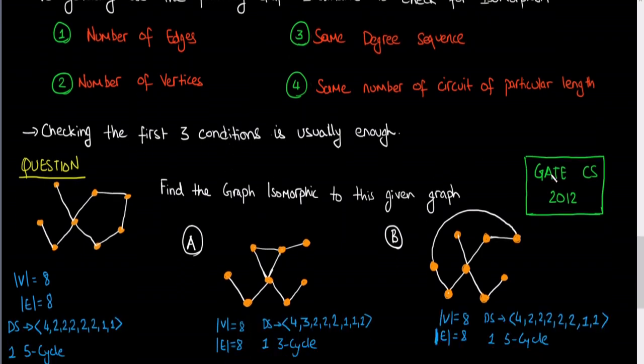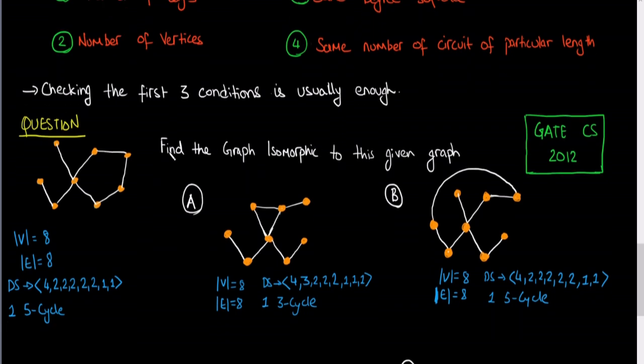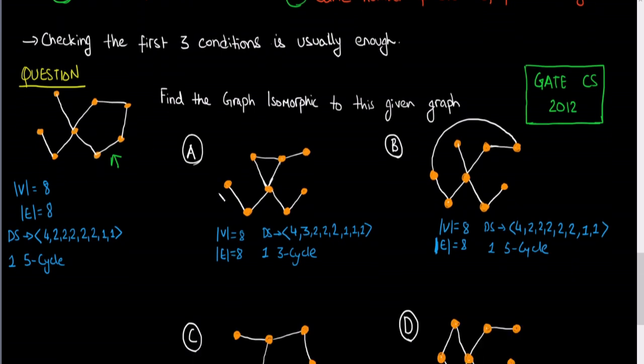This is a GATE computer science question asked in 2012. The question is like this: you've got your graph here, this is your original graph, and it says find the graph isomorphic to the given graph. So this is your given graph, and you've got your 4 options as A, B, C and D.